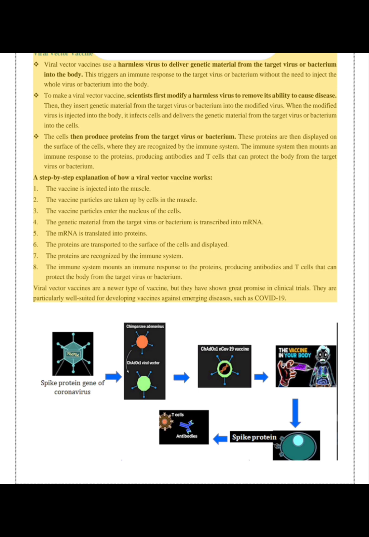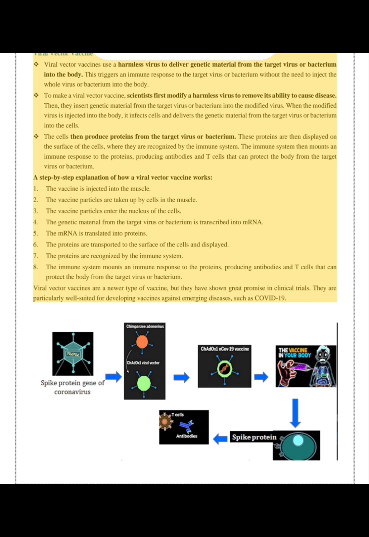The cells then produce proteins from the target virus or bacterium. These proteins are then displayed on the surface of the cells, where they are recognized by the immune system. The immune system then mounts an immune response to the proteins, producing antibodies and T cells that can protect the body from the target virus or bacterium. A step-by-step explanation of how a viral vector vaccine works.